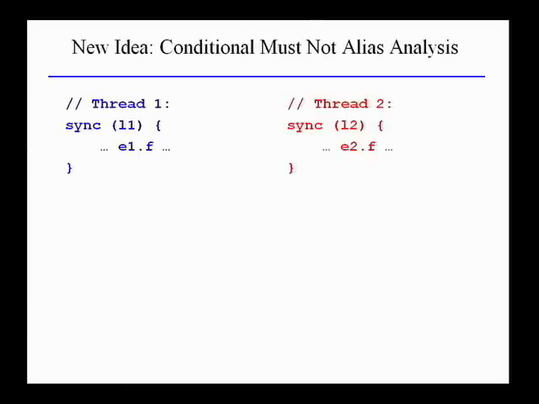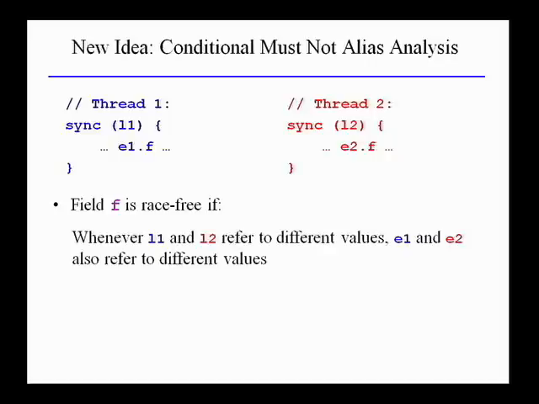So the new idea is something we call conditional must not alias analysis. It would be nice if we had a sexier name for it, but it at least says what it actually is. So here's the statement. Field F is going to be race-free, and the condition is that whenever L1 and L2 refer to different values, E1 and E2 also refer to different values. So what does this say? This says that if L1 and L2 are different locks, when you enter these two blocks, then it has to be the case that E1 and E2 refer to different pieces of memory. And if that condition is true, then your program is race-free. Or at least this pair is race-free, I should say.